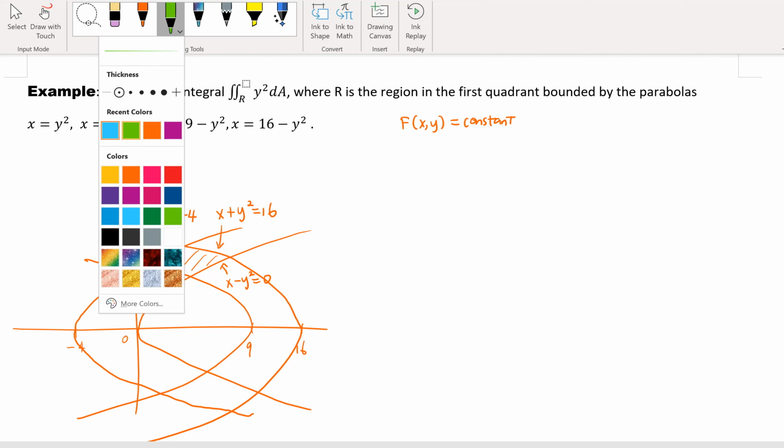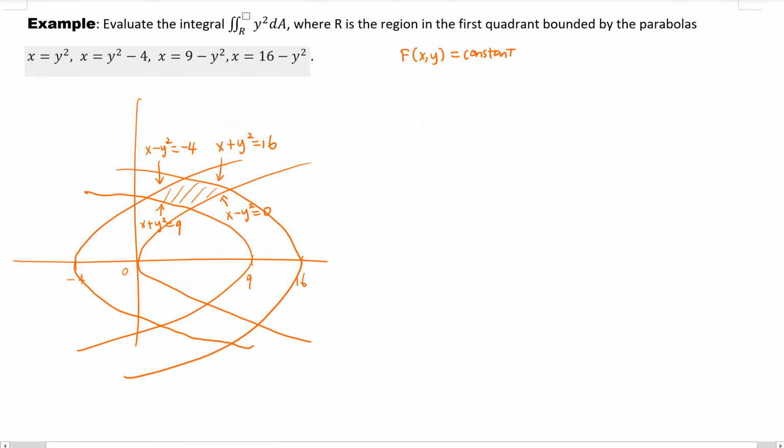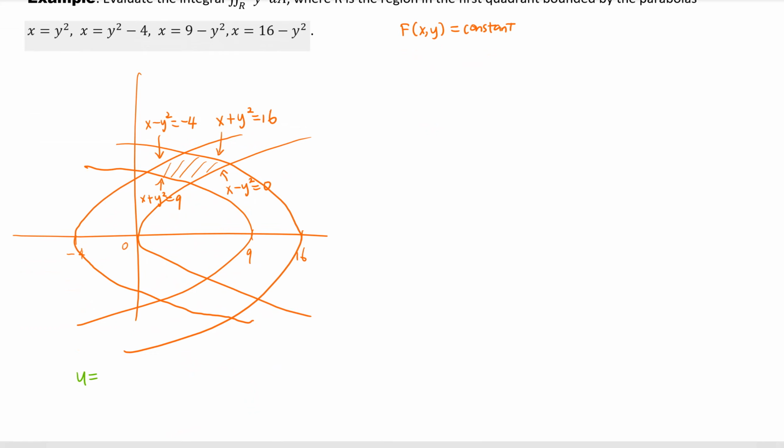We can set up the u. So we can set up u to be x plus y squared. Oh, sorry, x plus y squared. Okay, it's like this guy and this guy. So then this is like u equals 16, this is like u equals 9. And then we have v be x minus y squared. And then this is like v equals 0, this is like v equals minus 4.